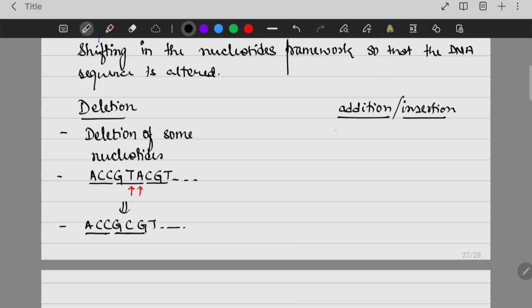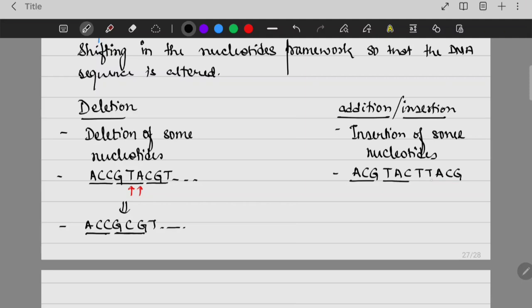Now in insertion, there is insertion of some nucleotides. Like if I give an example, similarly ACGTACTTACG. Now here I can see these are the codons. Now I see that two nucleotides are added here and here. So what will be the net formed? Here G is added and here A is added. So what will be the new codon? ACGTACGTTAACGT.